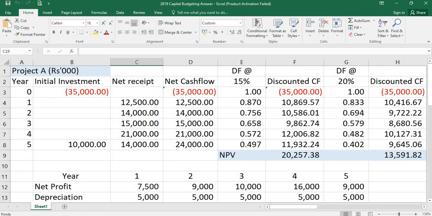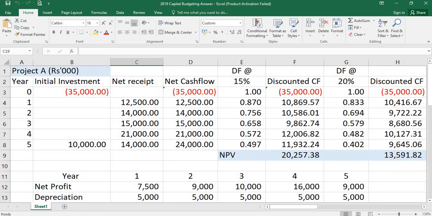So, the A part. What is required: you are required to calculate NPV, IRR, payback period, and also accounting rate of return. That is the A part of the question. The B part of the question: advise the company to select the most viable project. Let me do this question in the Excel.